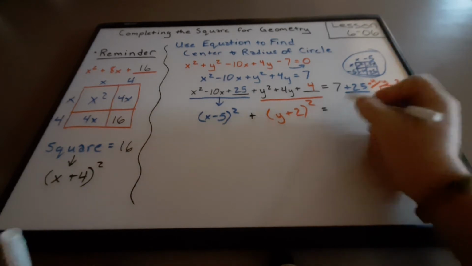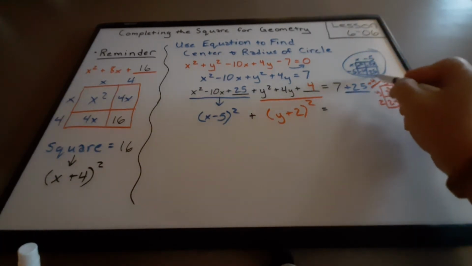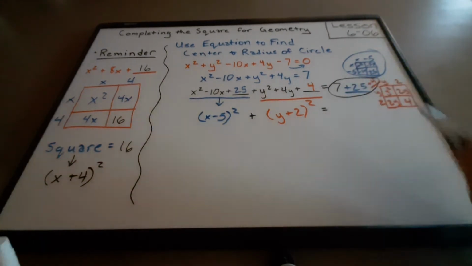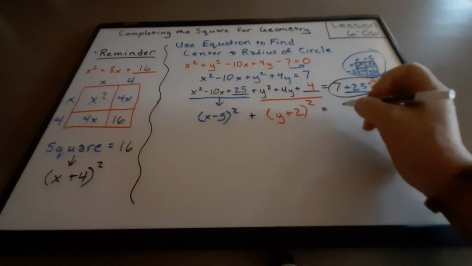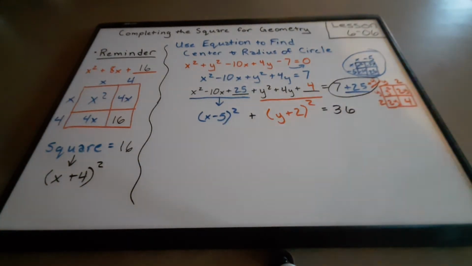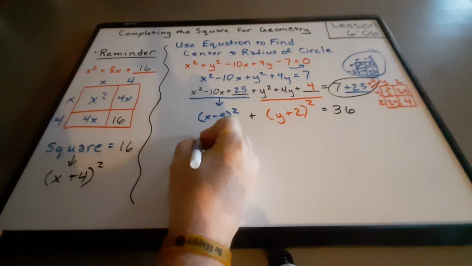And we have to add this all up to get a new number. So 7 and 25 is 32, plus 4 is 36. Okay? If you notice, everything is squared except for the number on the right side. So what we want to do is square root it and turn it into a square. So we get something that looks like this.